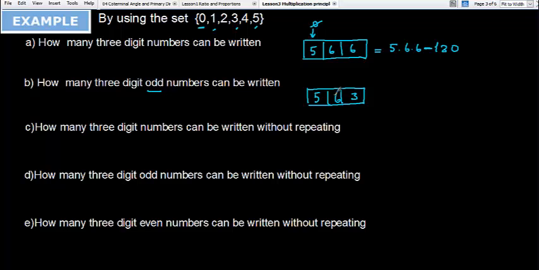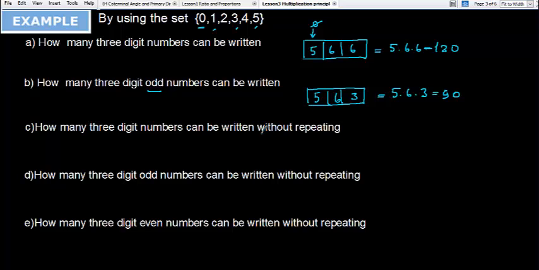For the second place you can use 6 different numbers, so the answer is going to be 5 times 6 times 3, which is equal to 90.